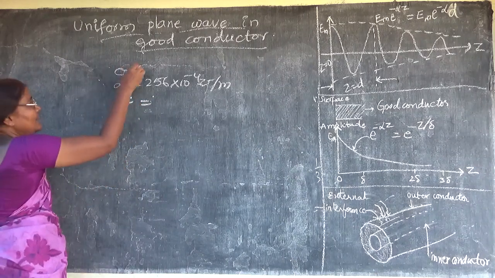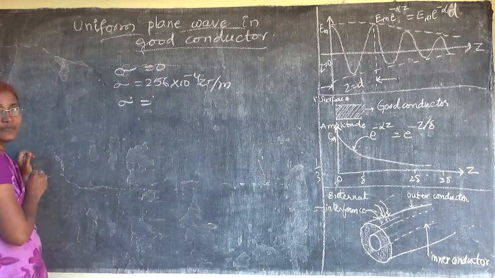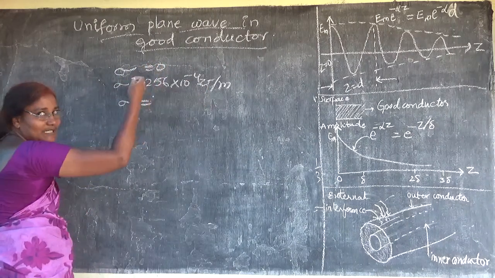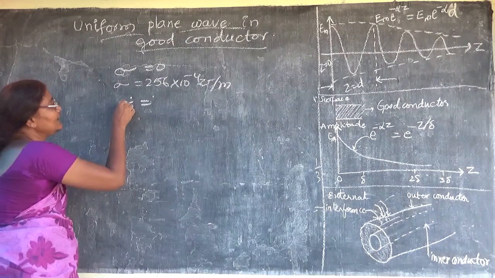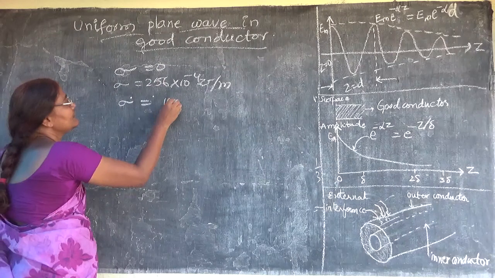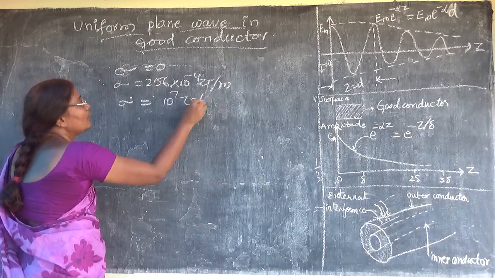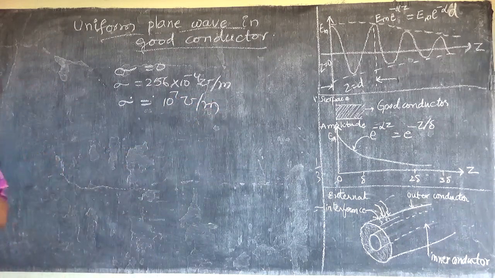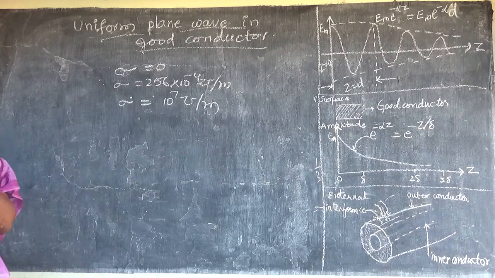In a perfect dielectric, sigma will be 0. In lossy dielectric, sigma will be in this range. And in good conductor, sigma will be very, very high, which is in the range of 10 to the power of 7 mho per meter.